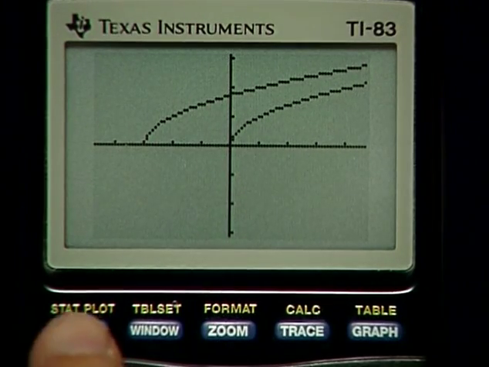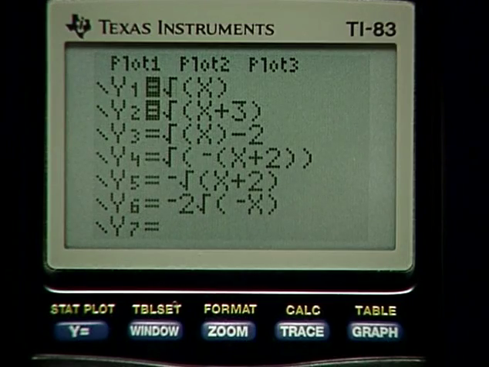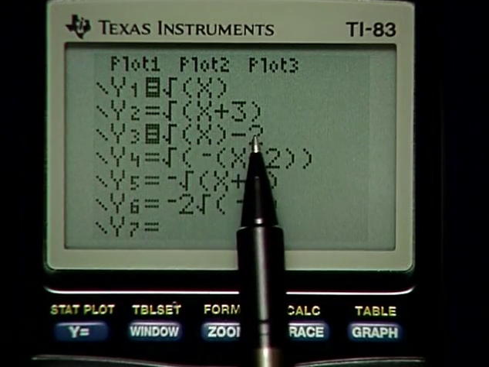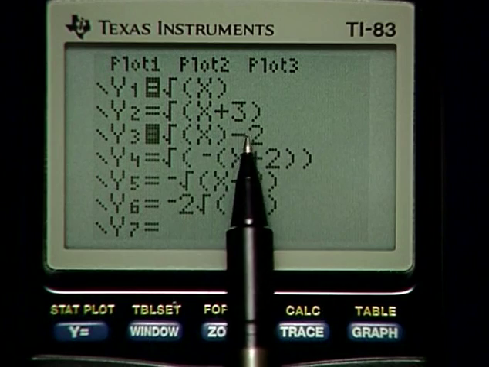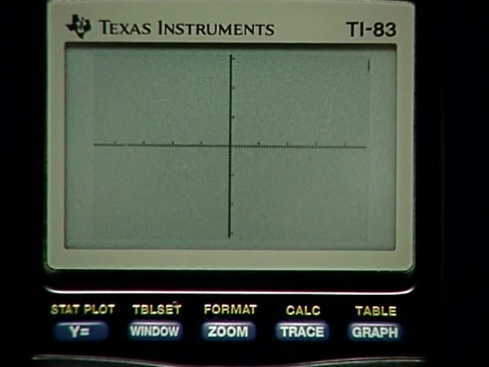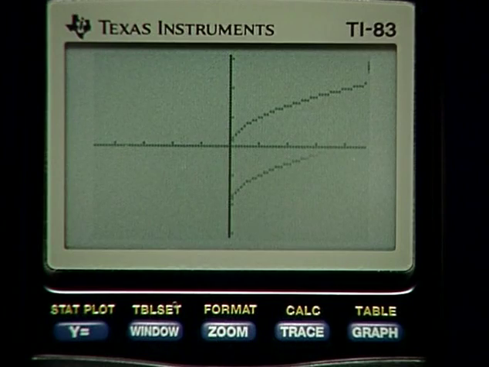Go back to y equals, and let's cursor down and to the left. Press enter to take this graph off screen, and go down and press enter here, and we'll put this one on screen. Now notice that this one is simply the square root of x and then minus 2. The subtraction of 2 is occurring after the prevailing operation of square rooting, so we would expect this graph to be the standard graph but down 2 on the coordinate plane. Let's see how it looks. Okay, there's the expected graph.